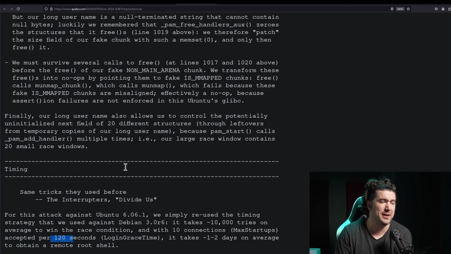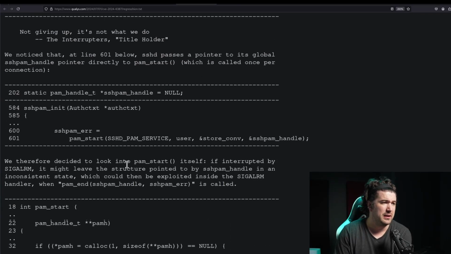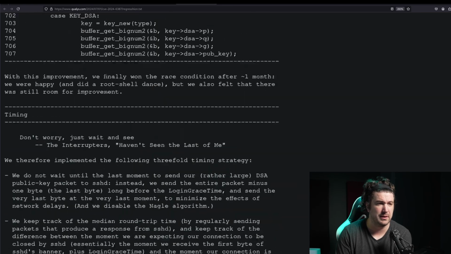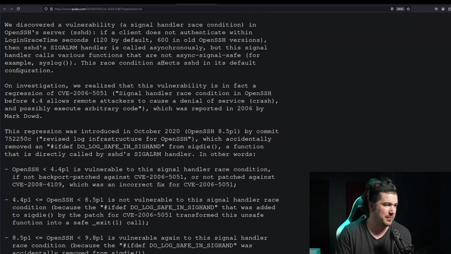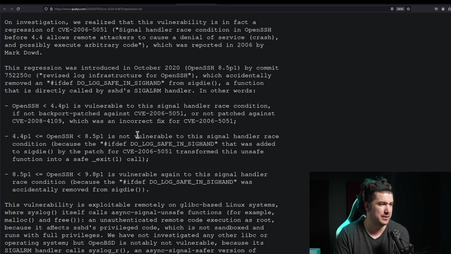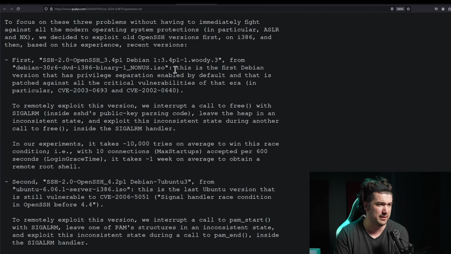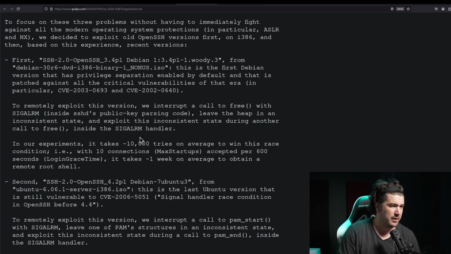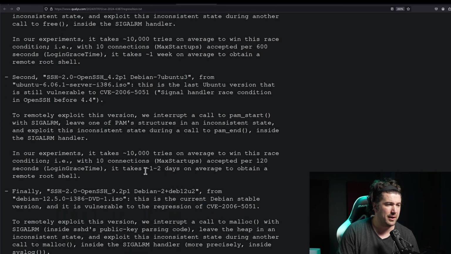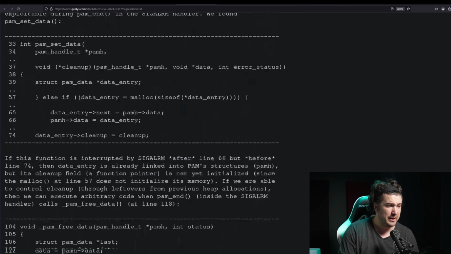This has the 120-second grace time. Let me do this. Made it easy to get back here. They summarized it up here. Right. This one had the 600. Wait. The first one had the 600, yeah? Yeah, 600. Oh, okay. So it was just the login grace time. It had nothing to do with that. All right, good call. I think you're right.